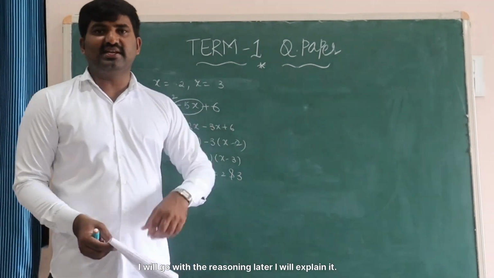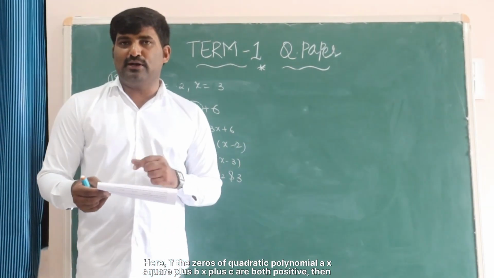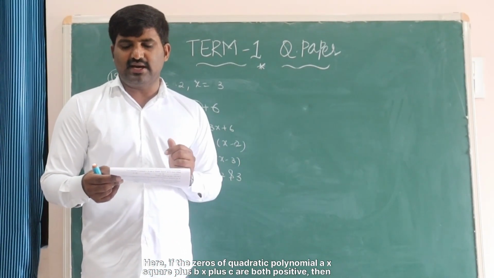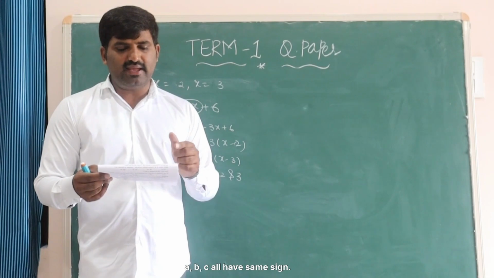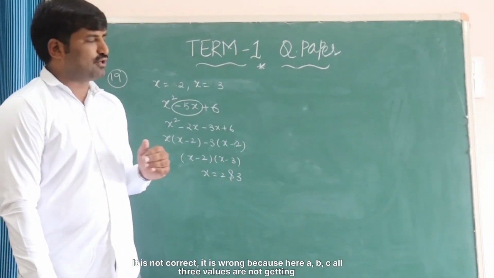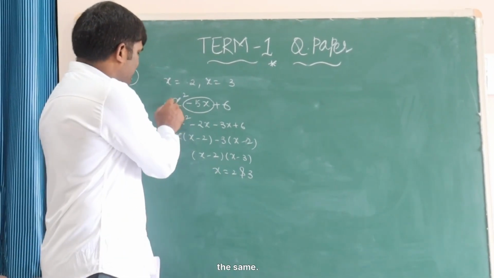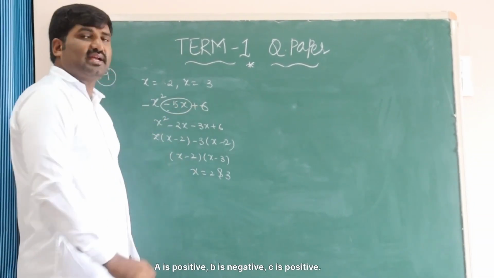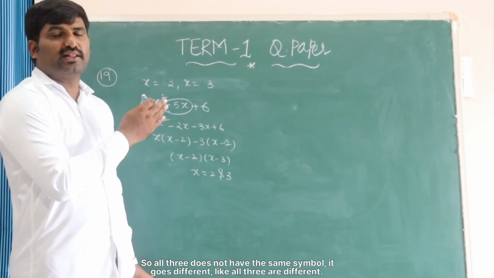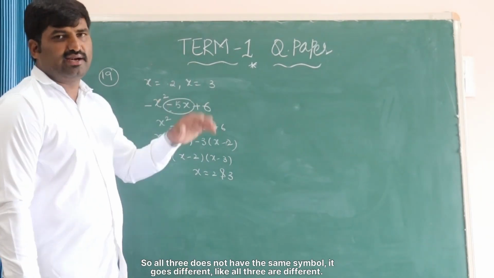I will go with the reasoning, later I will explain it. Okay. Here, if the zeros of quadratic polynomial ax square plus bx plus c are both positive, then a, b, c all have the same sign. It is not correct, it is wrong, because here a, b, c all three values are not the same. Here a is positive, b is negative, c is positive. So all three do not have the same sign, they are different.